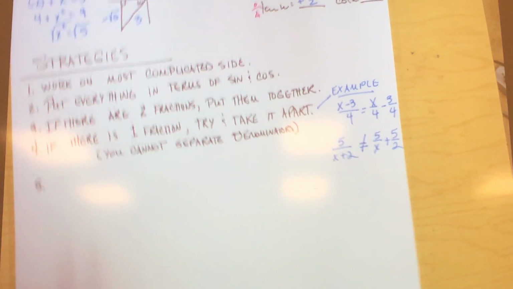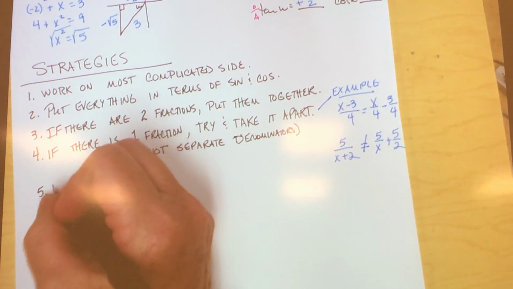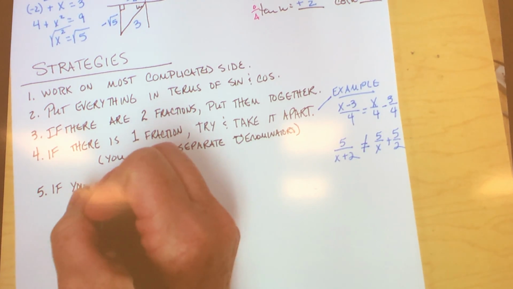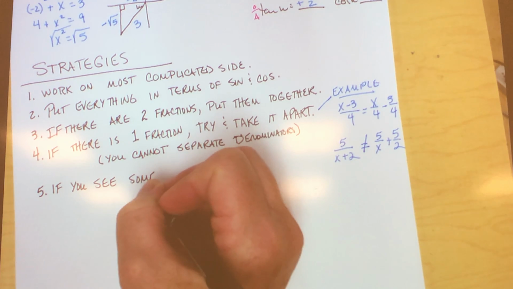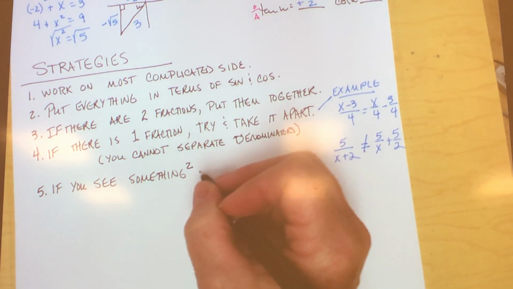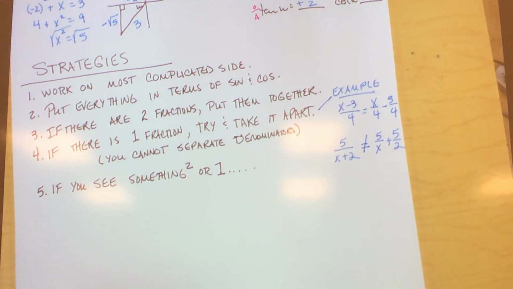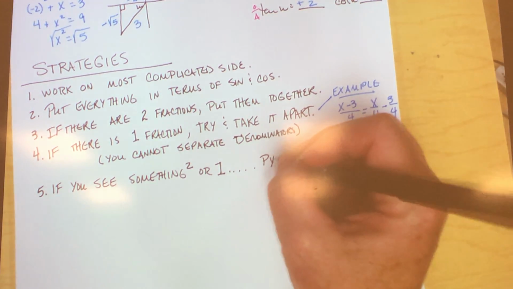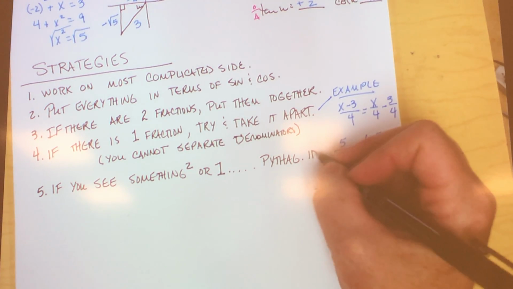Let me look. 6, 7, 8, okay. Another one is if you see something squared or a 1, what's going through my mind? What identity? Yeah, that's a Pythagorean identity.